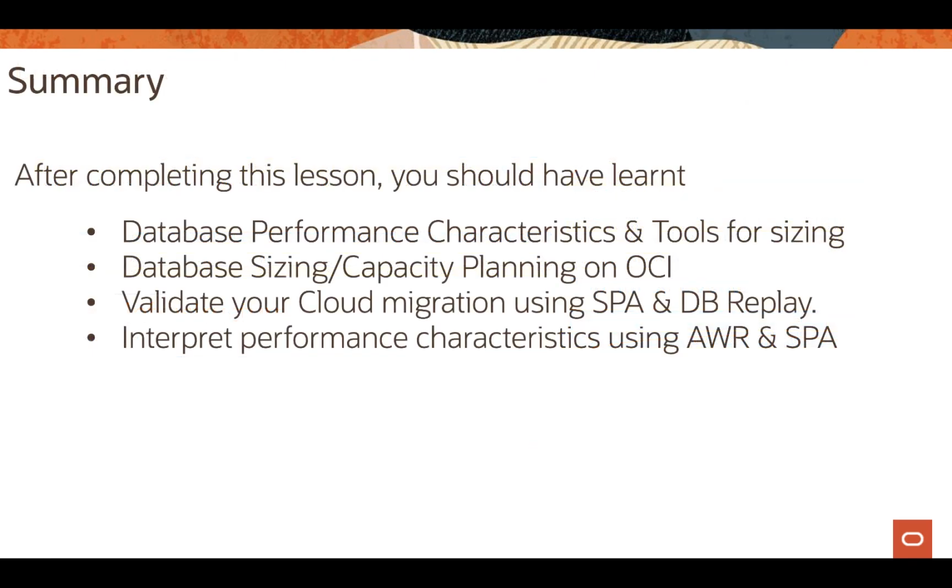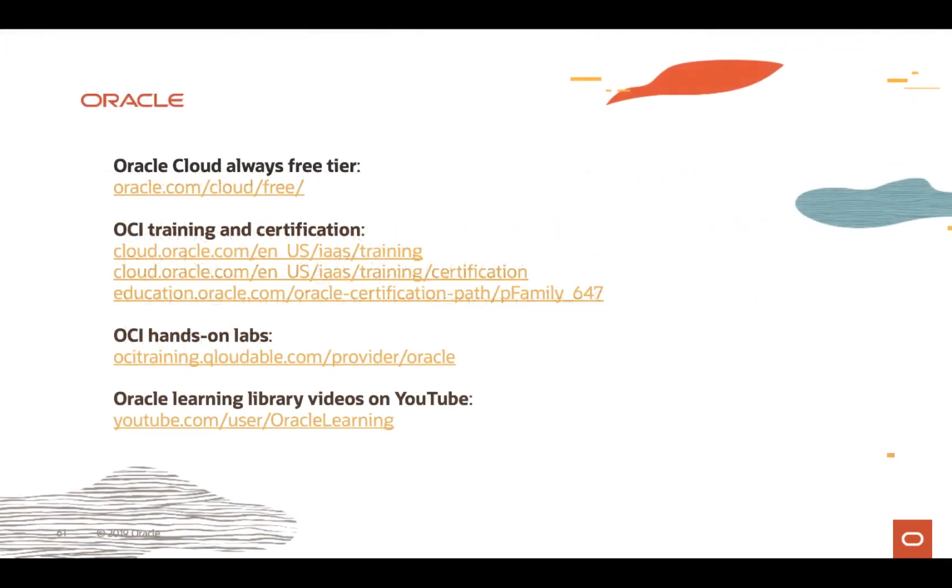So in summary, we discussed database performance characteristics and tools for sizing, and then we looked at database sizing or capacity planning on OCI. We also discussed how to validate the cloud migration using SPA as well as database replay, and we learned how to interpret the performance characteristics using AWR and SQL Performance Analyzer. So that's the summary, and I hope you find this video useful.